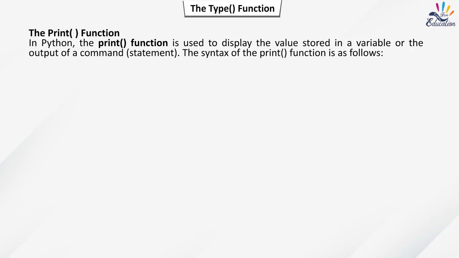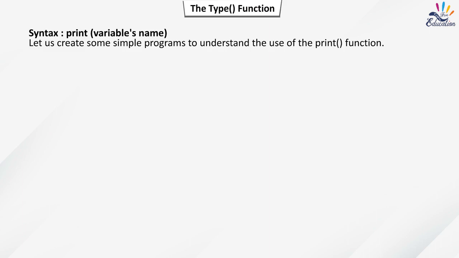The print function. In Python, the print function is used to display the value stored in a variable or the output of a command statement. The syntax of the print function is as follows. Syntax: print(variable's name). Let us create some simple programs to understand the use of the print function.